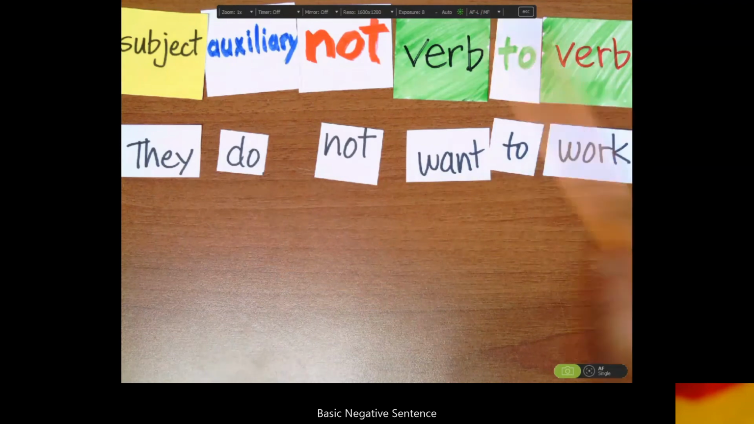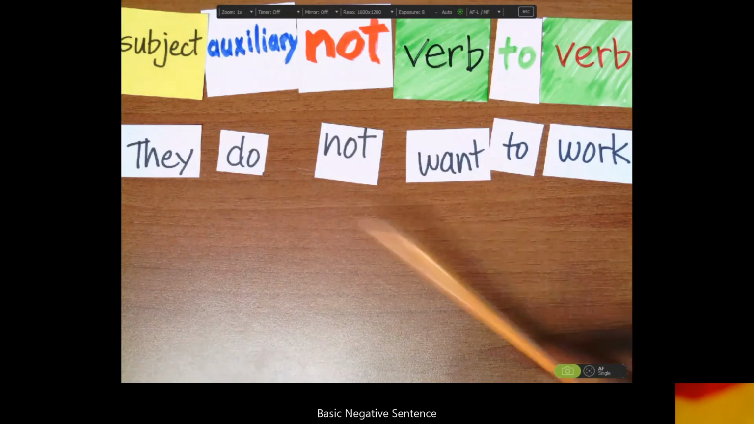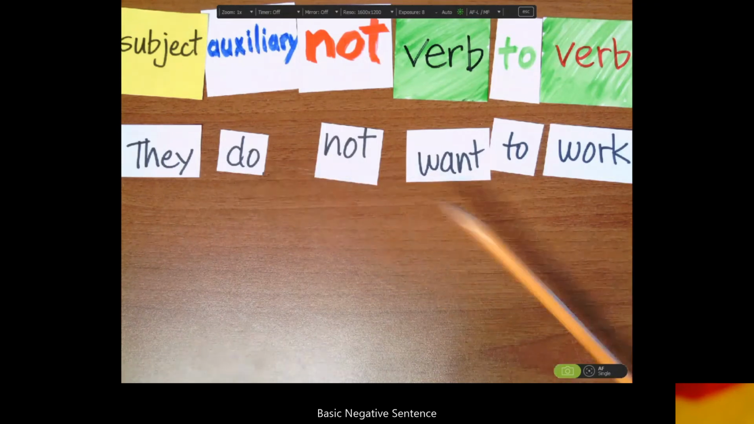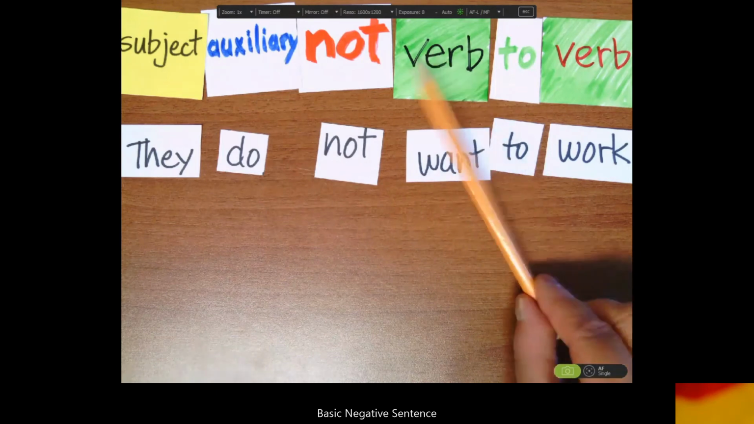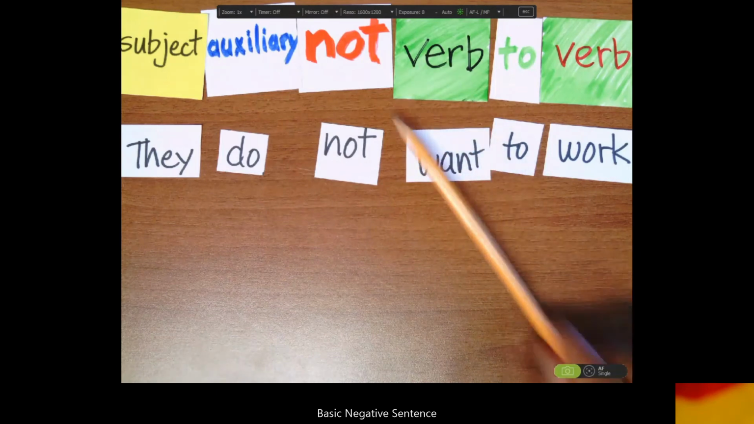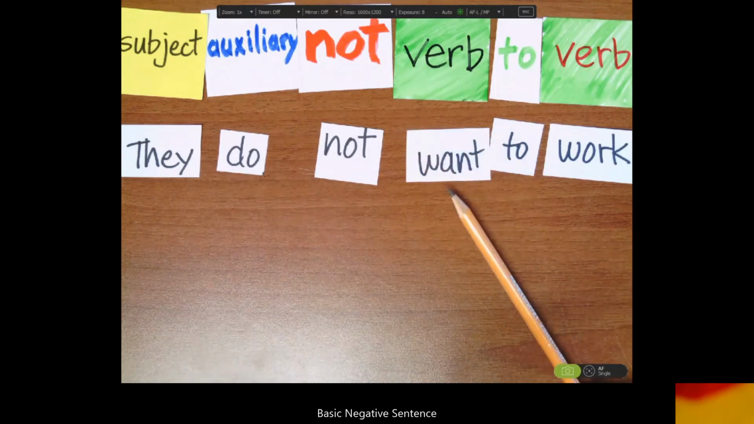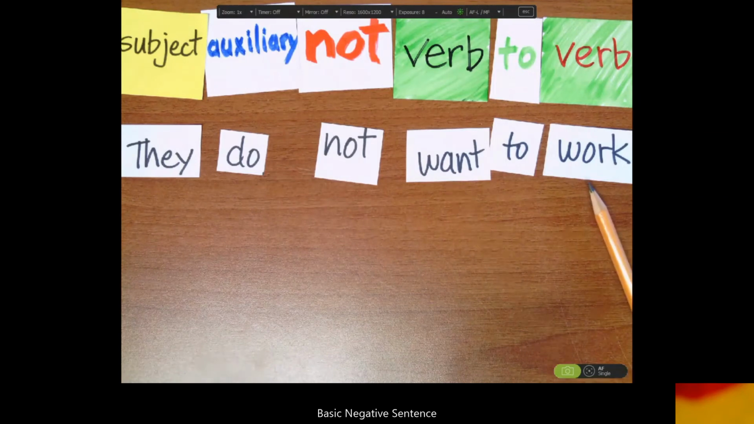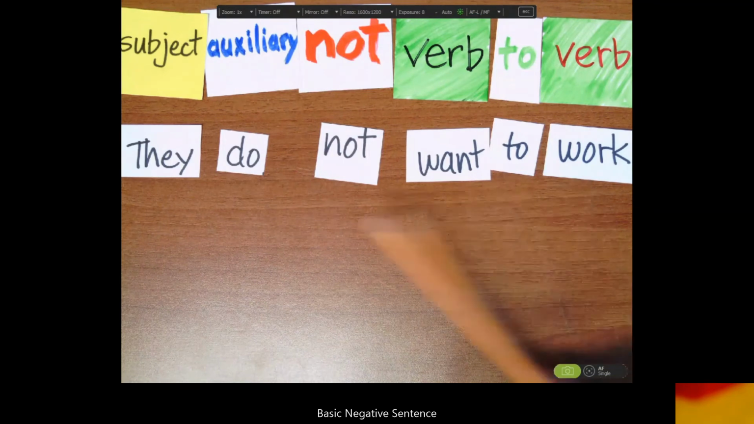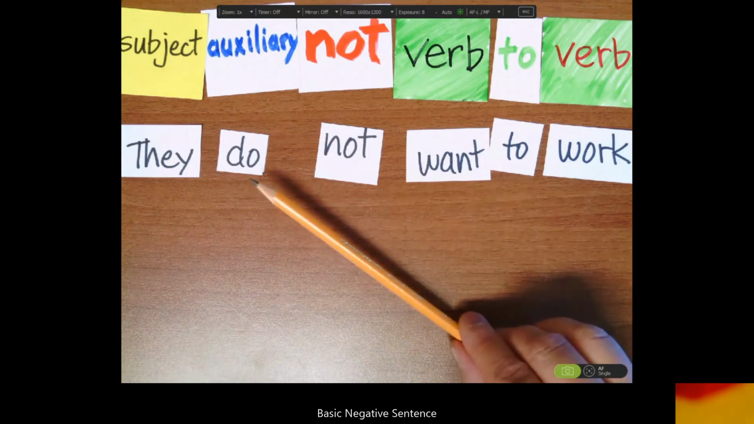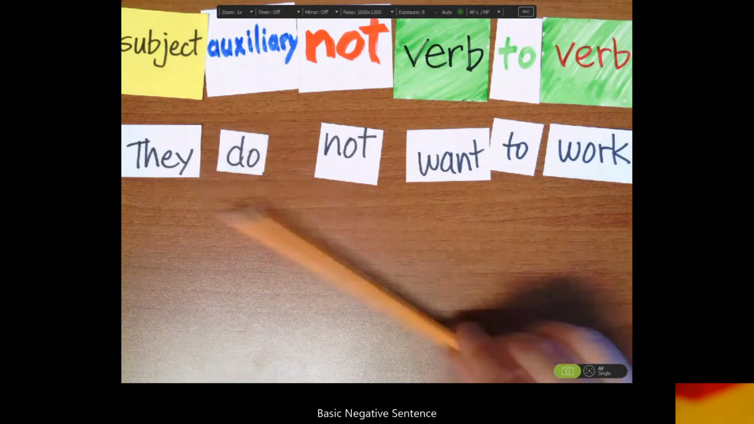So nothing has changed here. You just need to add your do and your not. But this becomes an infinitive verb, and this becomes an infinitive verb, which means you don't conjugate them because why? The auxiliary shows the conjugation.